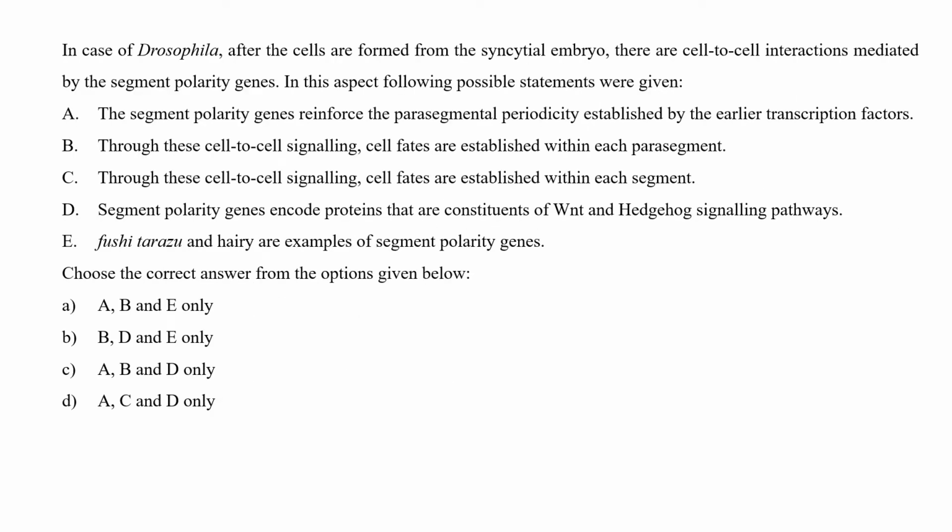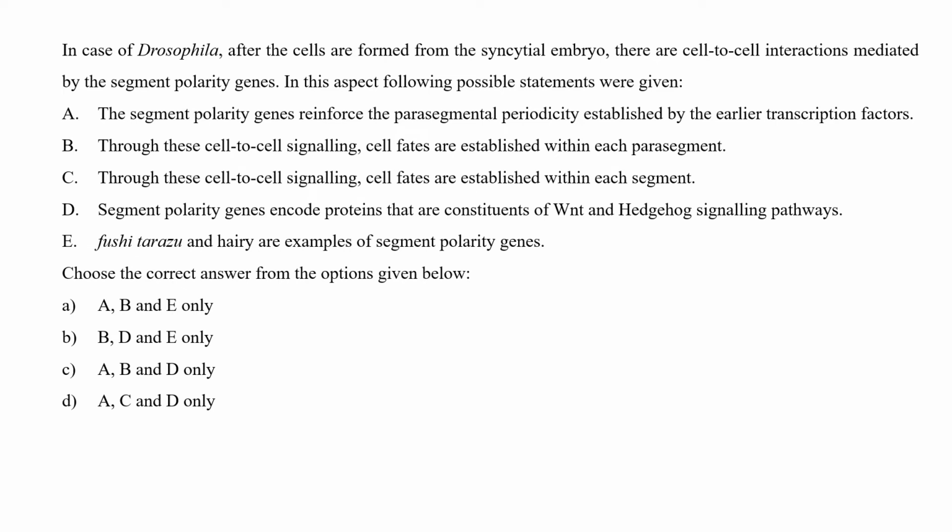The next question is, in case of Drosophila, after the cells are formed from syncytial embryo, there are cell-to-cell interactions mediated by segment polarity gene. In this aspect, the following statements were given. A. Segment polarity gene reinforces the parasegmental periodicity established by earlier transcription factors. B. Through these cell-to-cell interactions, cell fates are established within each parasegment. C. Through this cell-to-cell signaling, cell fates are established within each segment. D. Segment polarity genes encode proteins that are constituents of wingless and hedgehog signaling pathway. E. Fushi tarazu and hairy are examples of segment polarity gene.